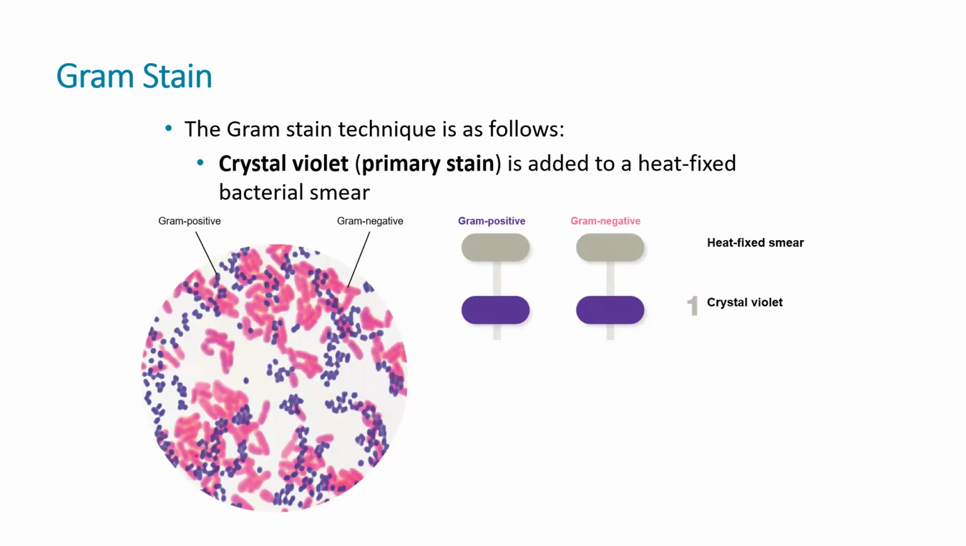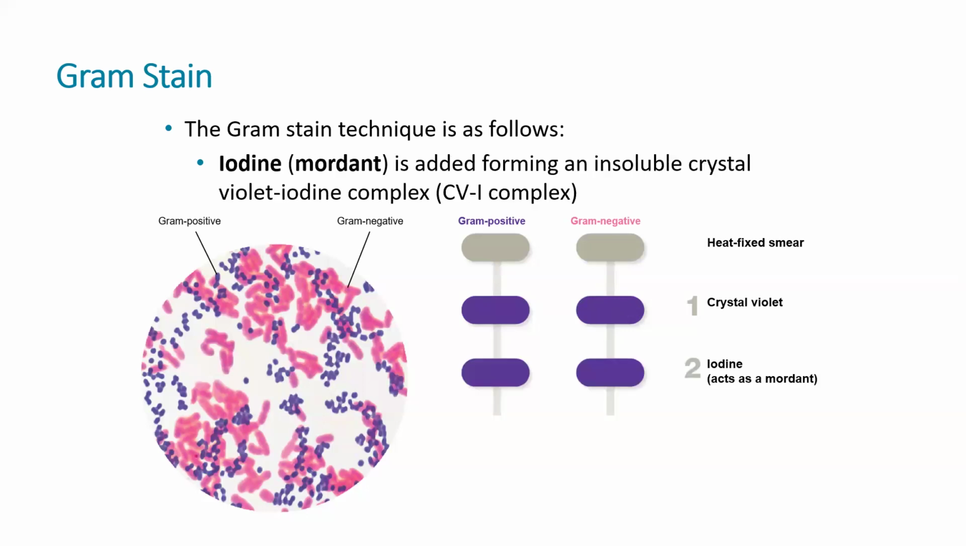Then you're going to add a crystal violet stain, which is a basic dye. And both gram-positive and gram-negative cells will turn purple at this point. Next, we add iodine, which is a mordant. The mordant forms these crystal violet iodine complexes. So you basically bind up the crystal violet. They become these bigger complex molecules that are harder to get rid of.